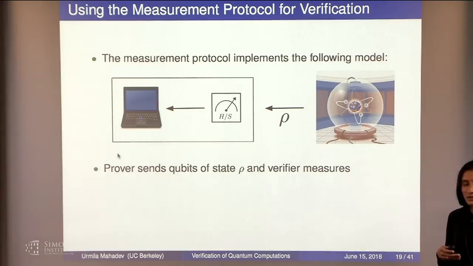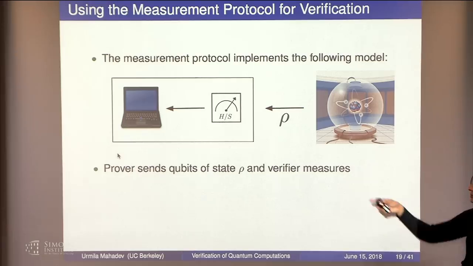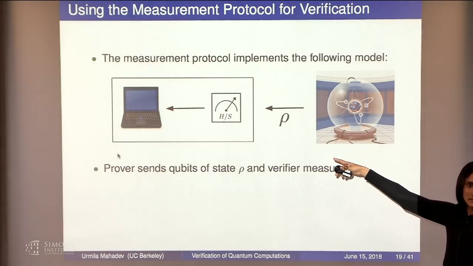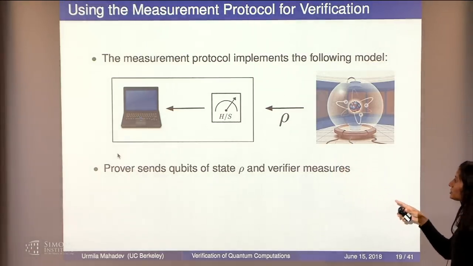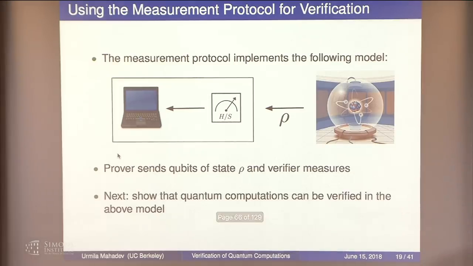So now I'm back to the model which came up earlier in the talk, in which the verifier has some quantum device to help him. Now all I need to show is that in this model, where the verifier has this trusted measurement device, quantum computations can be verified. And this is already known, but I'll cover it now. But this is not part of this paper.